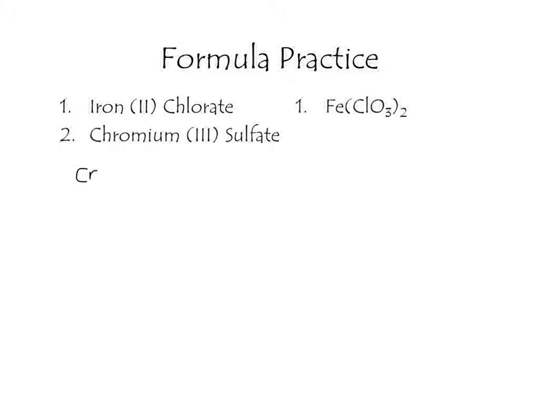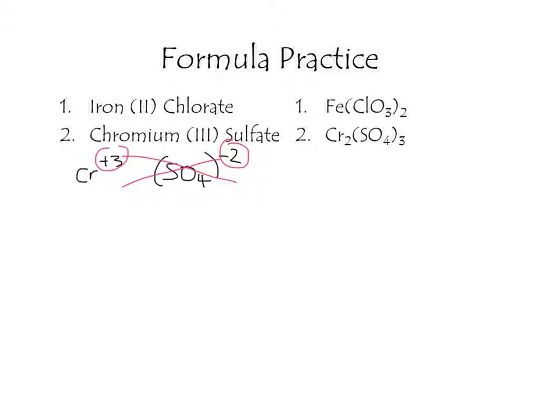So here's chromium and it has a +3. Sulfate has an overall charge of -2. And when we do the crisscross rule, we should end up with Cr2(SO4)3. And just as a friendly reminder, if I had only had one sulfate, not 3, I don't have to have these parentheses around the polyatomic ion. You only have parentheses when there is more than one present.